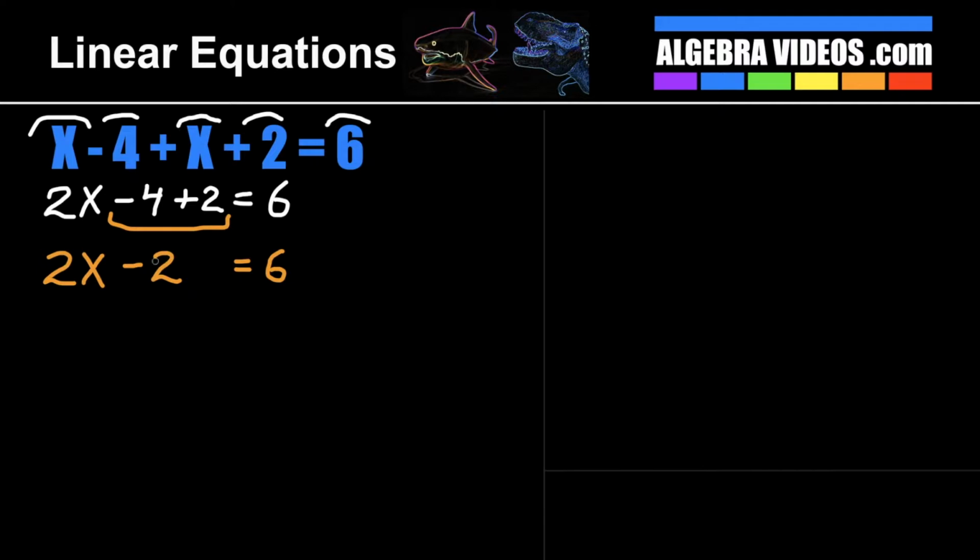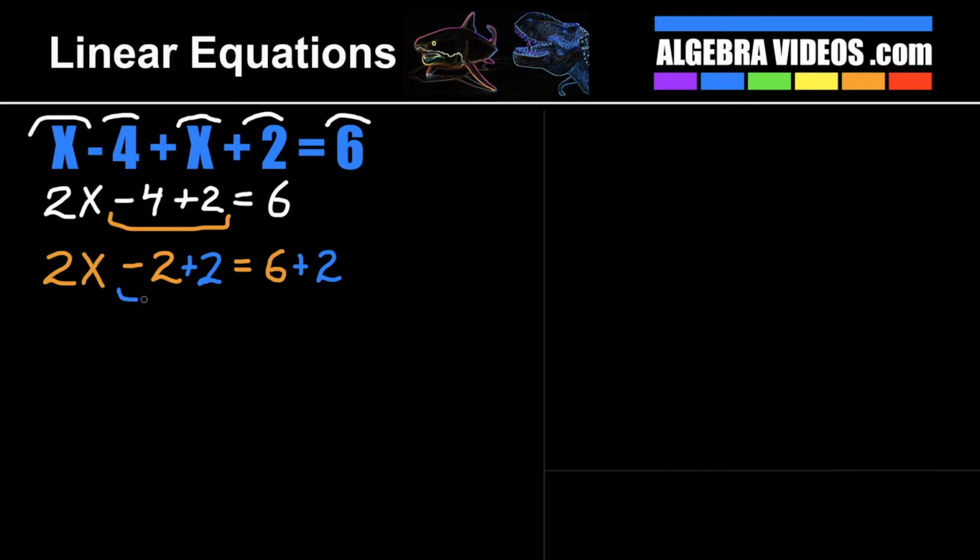First thing I want to do is get rid of this negative 2. And so I'm going to add a 2 to both sides. So I'm going to add a 2 to the left side and a 2 to the right side. Whenever you do something to one side of the equation, you have to do the exact same thing to the other side of the equation. That's just a little rule in math.